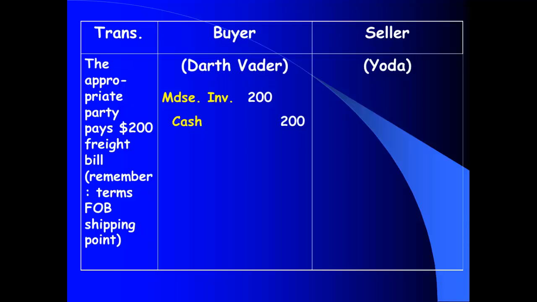We're going to credit cash because he paid it. If we had only received the bill but not yet paid it, we credit accounts payable. Debiting inventory makes that account go up. Do we have more inventory? No. But did the inventory cost me more? Yes. And that is why I'm debiting merchandise inventory, to make that account go up to reflect the full cost of acquiring the inventory. The seller does nothing. Only one of the two parties records the freight, and in this case it was the buyer, not the seller.